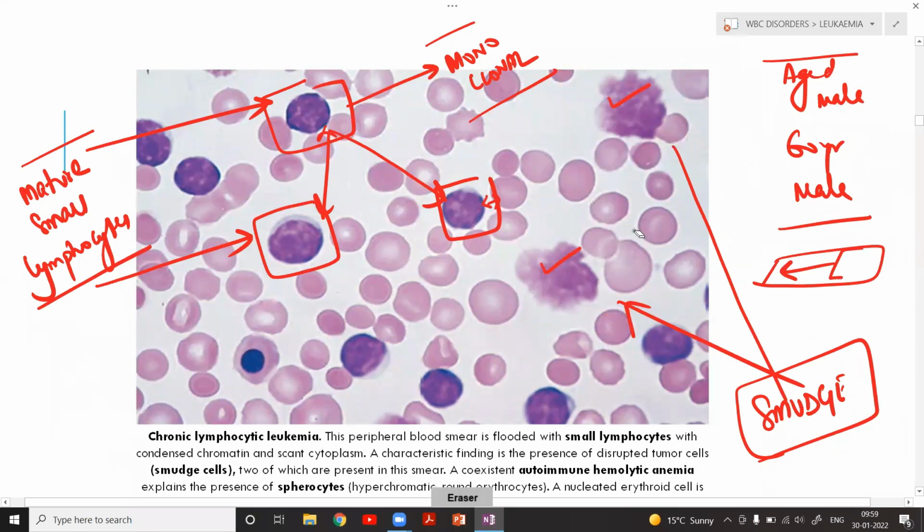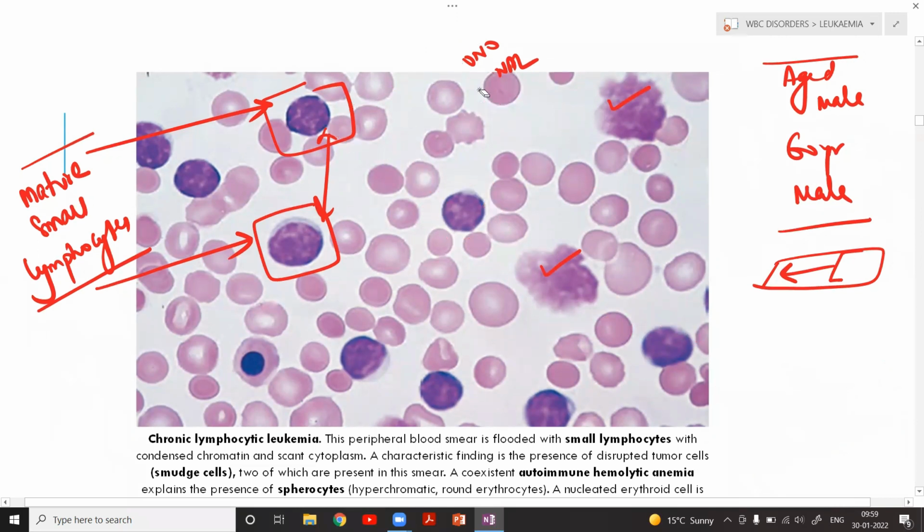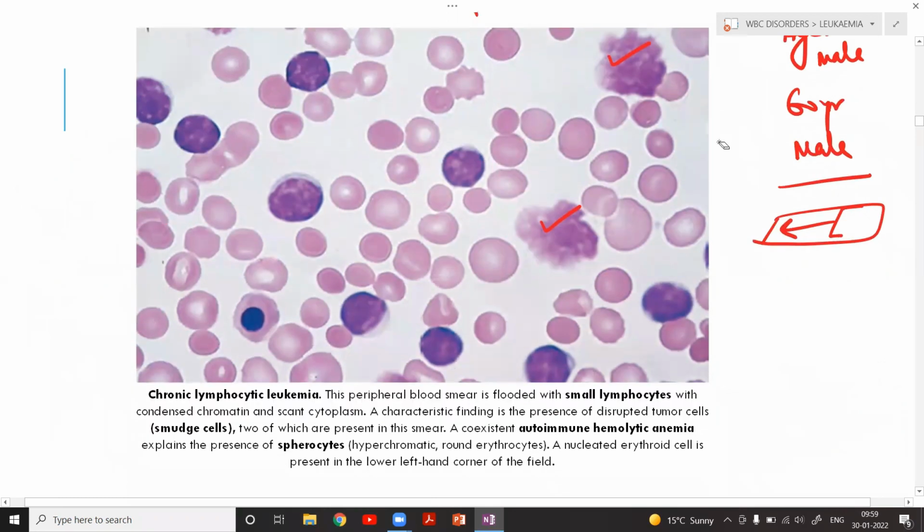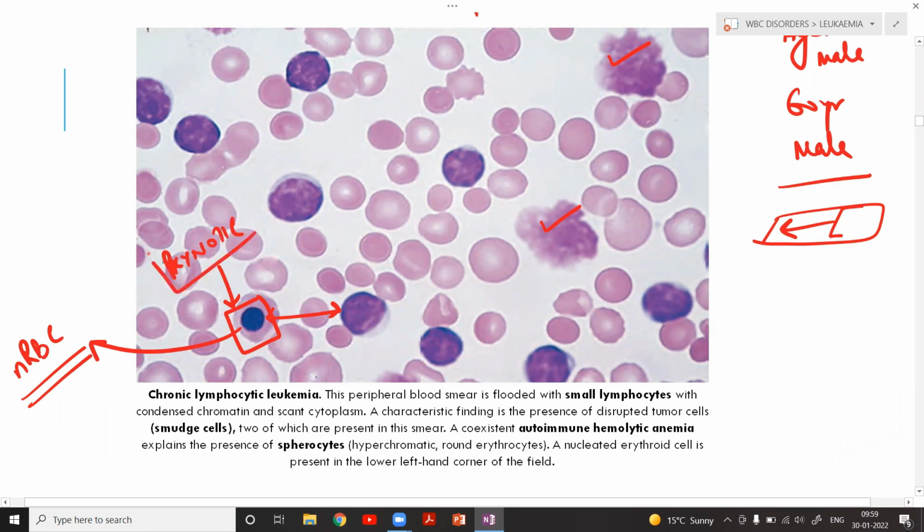Now, can anyone tell me what other abnormality is seen in this particular slide? Yes, RBC. There is a presence of a nucleated RBC. Why am I saying it is a nucleated RBC? Why is it not a lymphocyte? Can you appreciate that the nucleus of an NRBC is pyknotic in nature, meaning it is dark and condensed? Look at the size of the NRBC. It is much smaller than the small lymphocyte and it is quite dark. That is how you identify NRBCs.